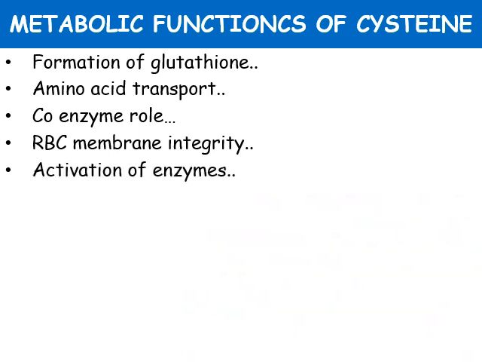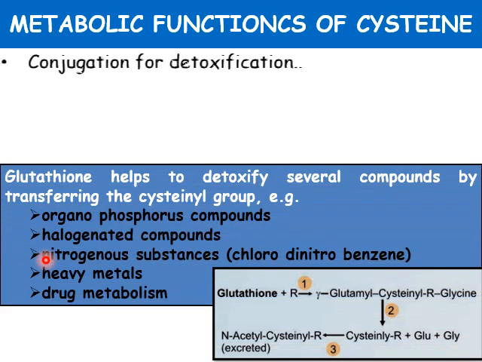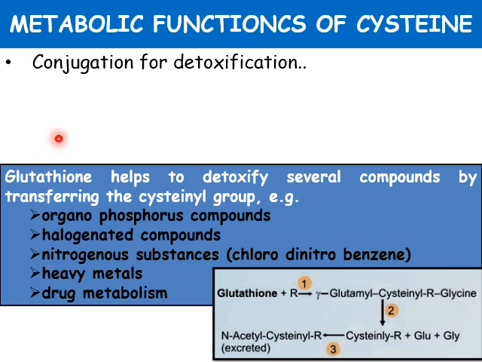Then, activation of enzymes. Other functions of cysteine: conjugation for detoxification reactions. Detoxification means conversion of waste metabolites from water insoluble to soluble compounds by the process of conjugation, so that we can excrete them out. Glutathione helps in the detoxification of several compounds by transferring its cystinyl group, for example, organophosphorus compounds, halogenated compounds, nitrogenous substances, other heavy metals, and drugs.